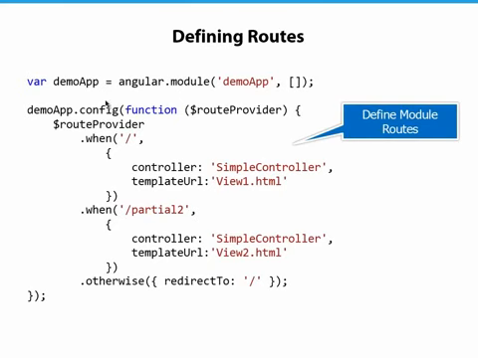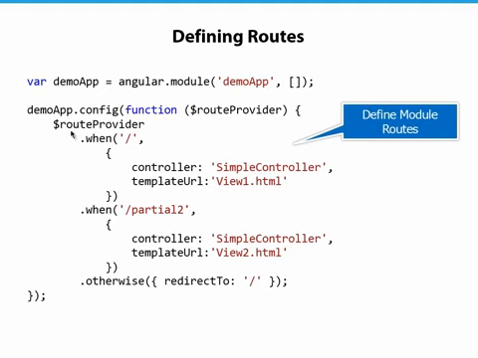So what we're going to do is use that config that I showed earlier. We have the Angular module, demo app, with no dependencies. Now what I'm going to do is configure the module with some routes. Another object that's available in Angular is called the route provider, as you see here. It's kind of like the scope. It's injected dynamically just by defining $routeProvider as your parameter.